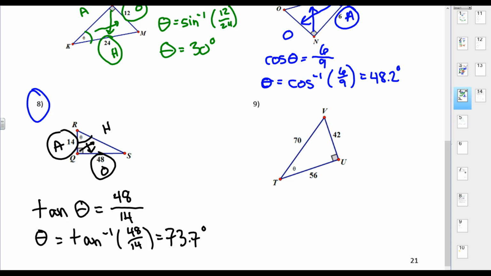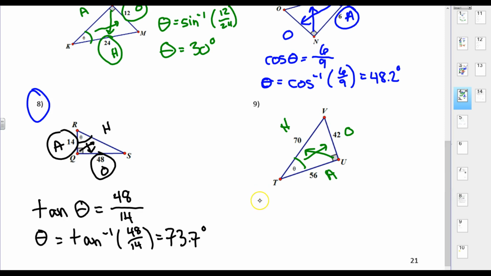Now, let's look at this last one together. This last one, you have all of your sides. So when I identify the angle of interest, I label my sides: opposite, hypotenuse, left over must be adjacent. Guys, because I've got all 3 sides, I can choose which function I want to use.